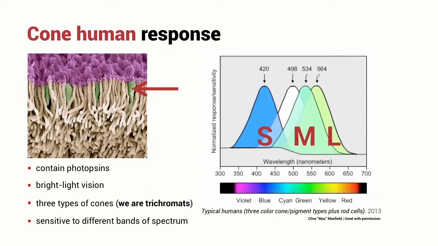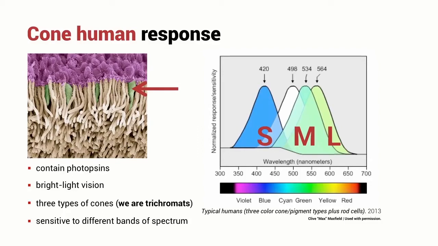The cone cells contain a chemical called photopsin. And photopsin is related to rhodopsin, but there are three different flavors of photopsins: the photopsins that are sensitive to red, to green, and to blue light. And so there are three different types of cones, those that contain these different types of photopsin, sensitive to red, green, and blue. So we say that human beings are trichromats. It means we have cells that can sense three different colors, sensitive to different bands within the spectrum. And that's what's shown in the graph over here.